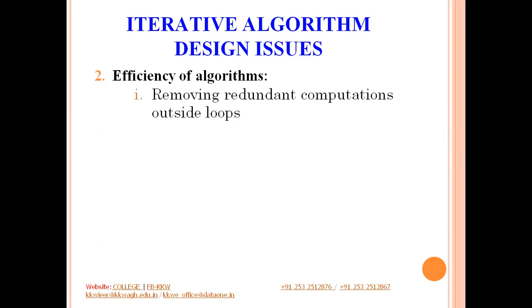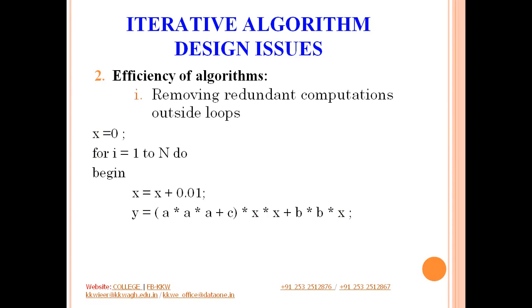The first one is removing redundant computations outside the loop. Just check the algorithm that is available on your screen. In this algorithm, we are using an initial condition. Can you do anything about it? If you check this algorithm, is there any way you can improvise or refine it so that it becomes much more efficient? Let us check that statement by statement.